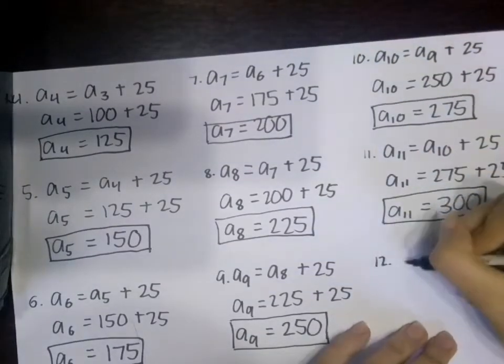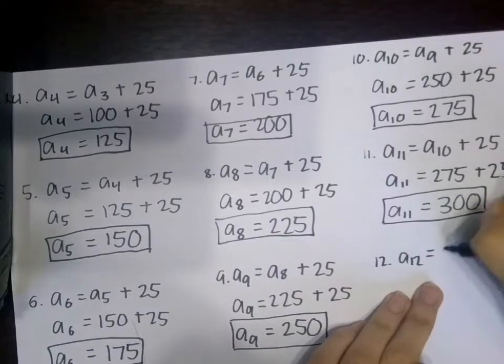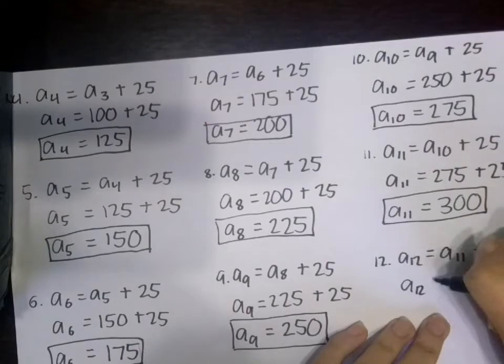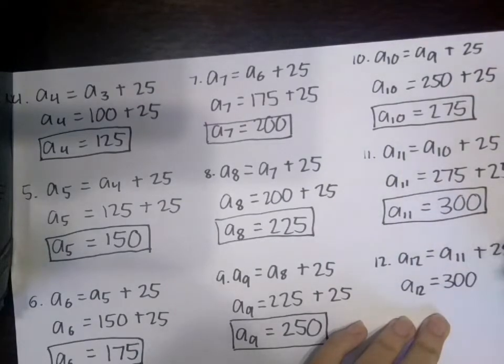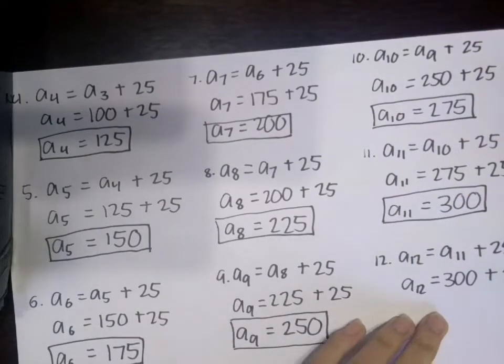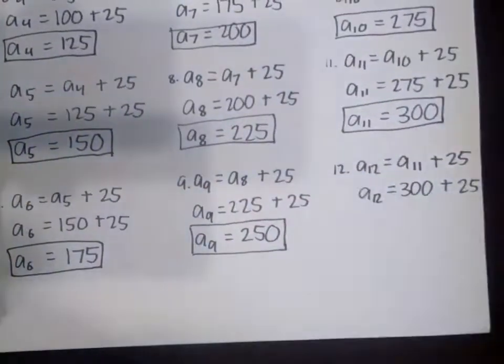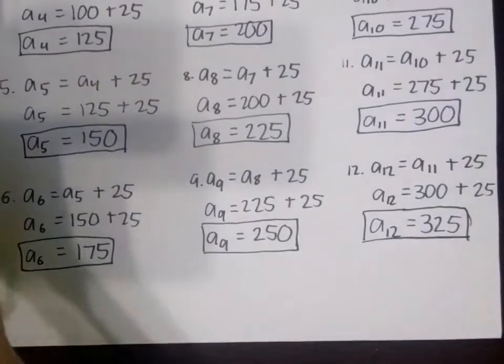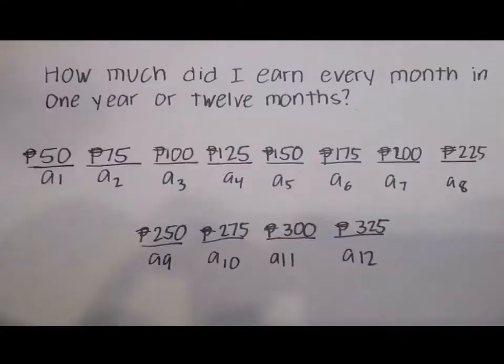And for the 12th term, or the last term, we will be using a sub 12 = a sub 11 + 25. Substitute a sub 11 with 300, then add 25, and the result is 325. This is how much I earned every month in 1 year.